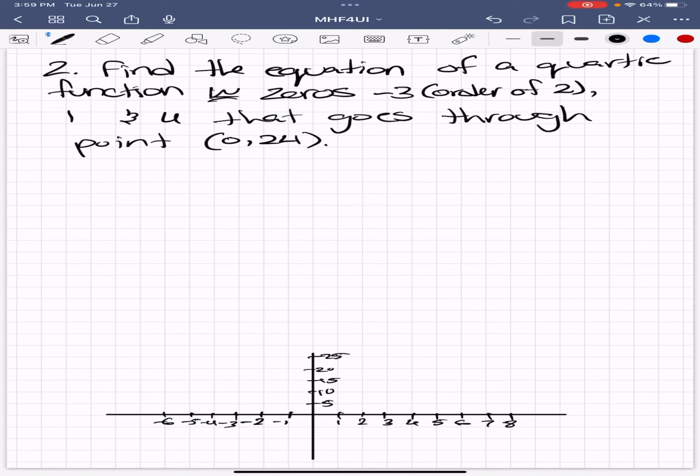Find the equation for a quartic function with zeros -3, order of 2, 1, and 4 that goes through the point (0, 24). So we have f of x equals k. For order of 2, it's going to look like a quadratic function within the quartic function. It's going to bounce off the axis, looking like a quadratic portion of the function at -3, the 0.